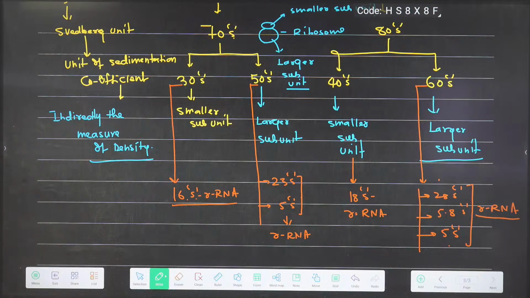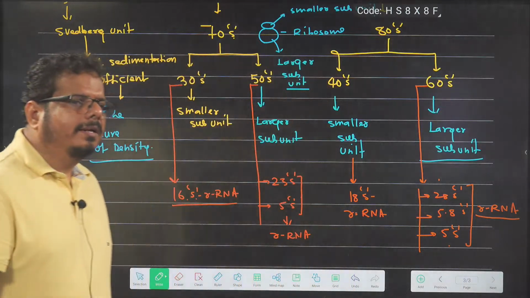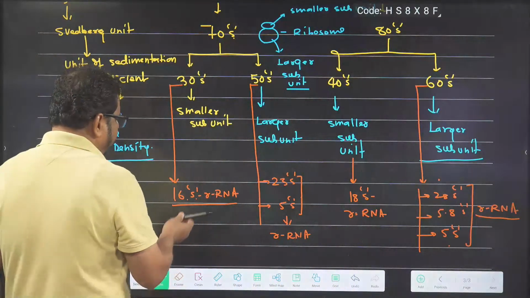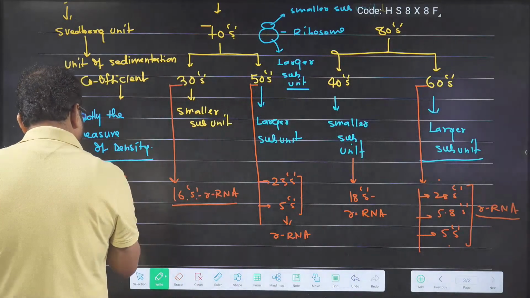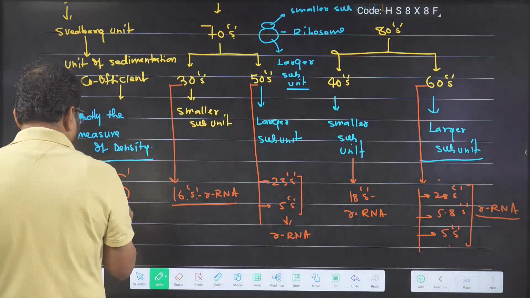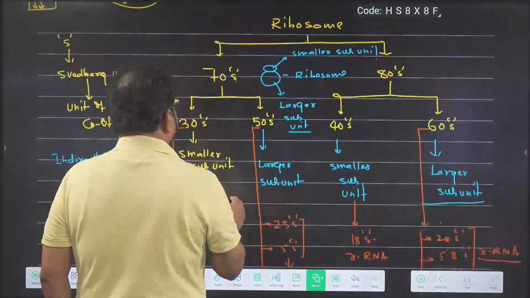You note it down. Okay, one student is asking whether it is capital S or small s. So it is capital S, like this. So this is about the ribosome. You got the idea about the ribosome.